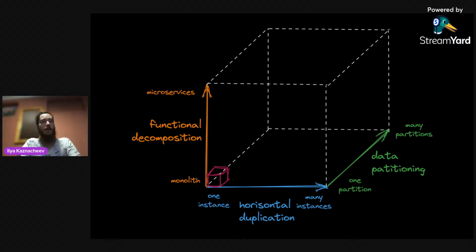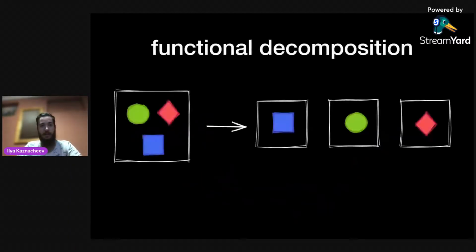Normally, there are three different ways to scale a distributed application. One is horizontal duplication, from one instance to many instances. Another is data partitioning, from one partition to many partitions. And the third one is functional decomposition, from monoliths to microservices, for example.